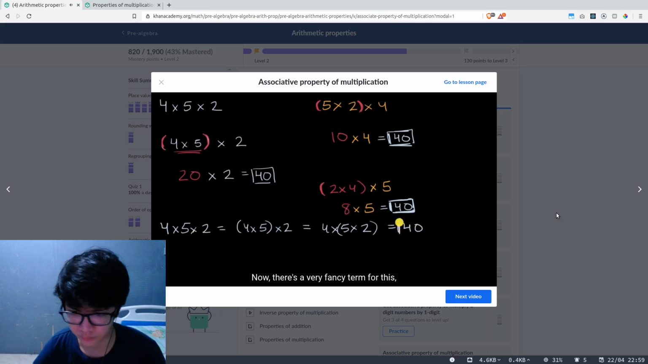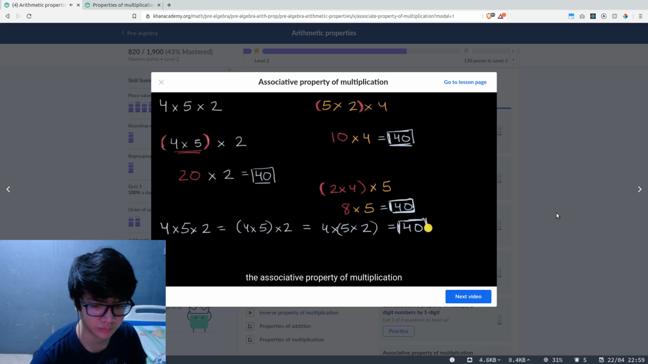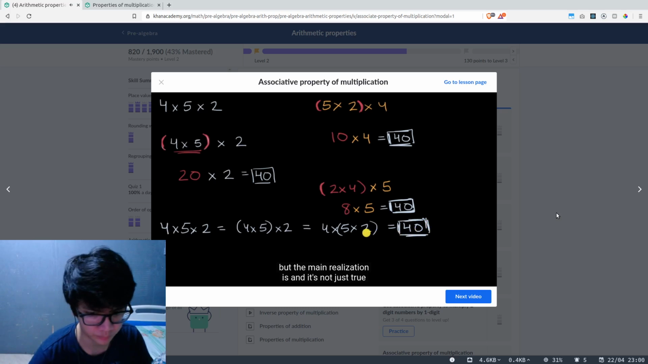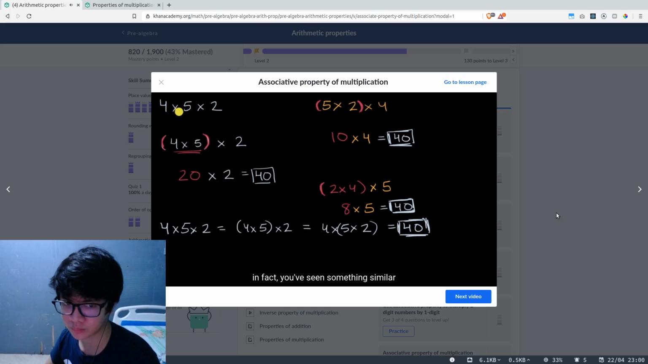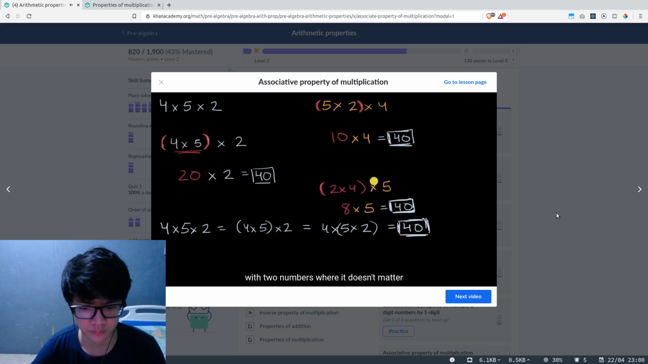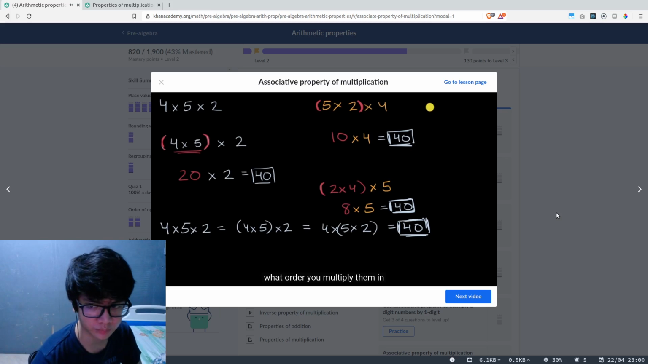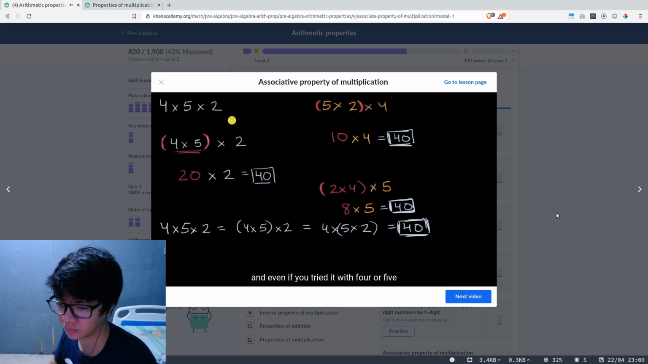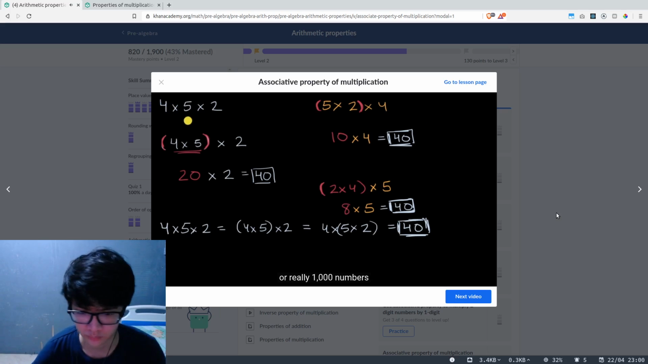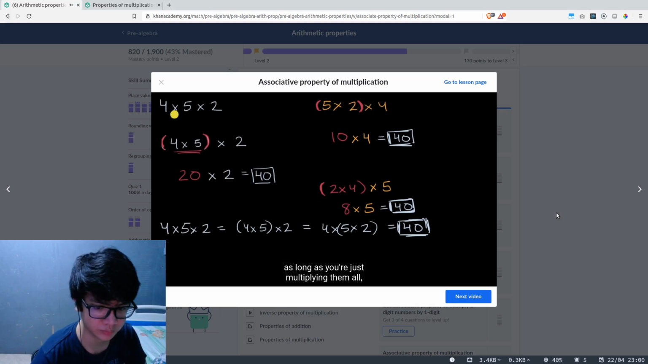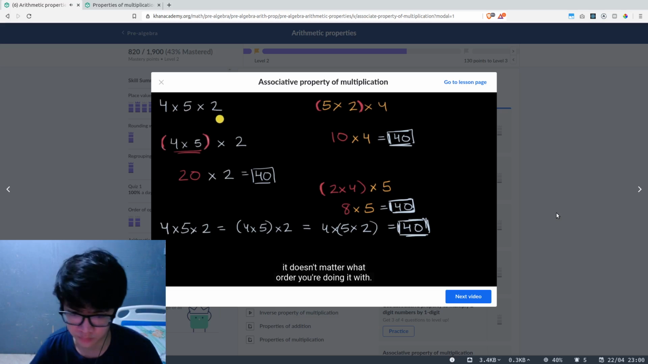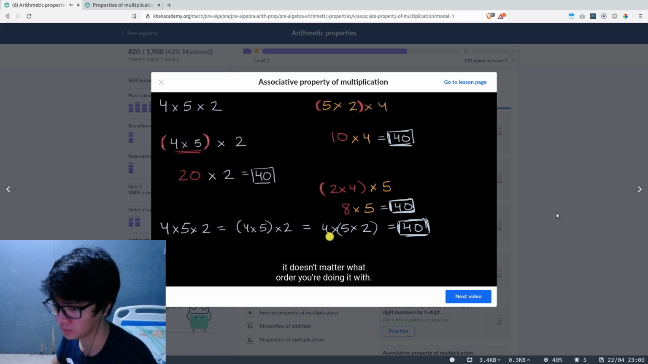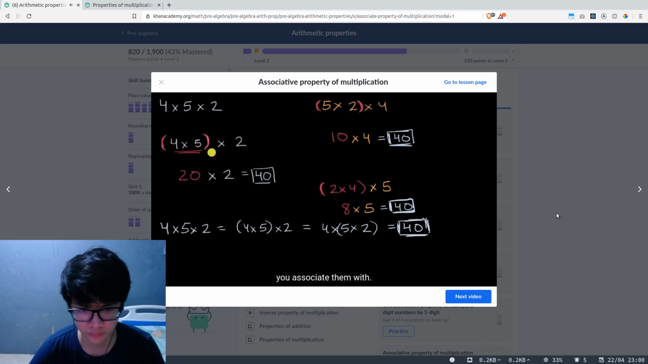Now, there's a very fancy term for this, the associative property of multiplication. But the main realization is, and it's not just true with 3 numbers. In fact, you've seen something similar with 2 numbers, where it doesn't matter what order you multiply them in. But what you see is with 3 numbers, and even if you tried it with 4 or 5, or really 1,000 numbers being multiplied together, as long as you're just multiplying them all, it doesn't matter what order you're doing it with. And it doesn't matter in what order you associate them with.